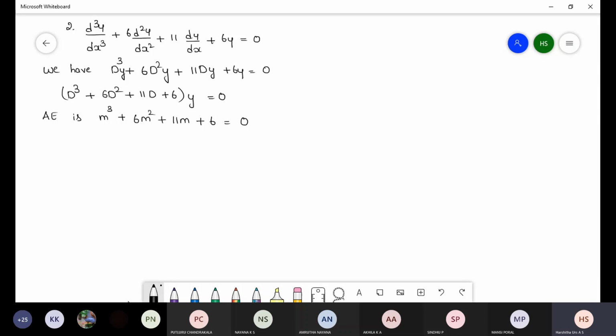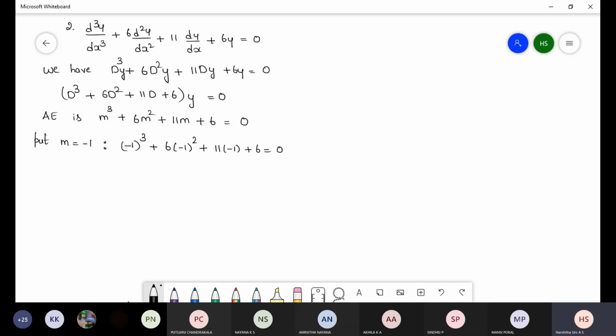If it is in the form of a common term, we can take common terms, but in the first and the second, if you take m square as a common, you can't take common for the third and the fourth. In this case, we have to give trial and error method. So put m is equal to -1. I will start with -1. So -1 whole cube plus 6 into -1 whole square plus 11 into -1 plus 6 is equal to 0.